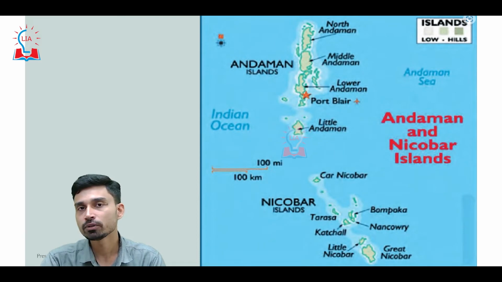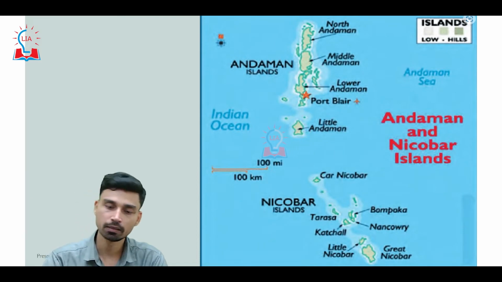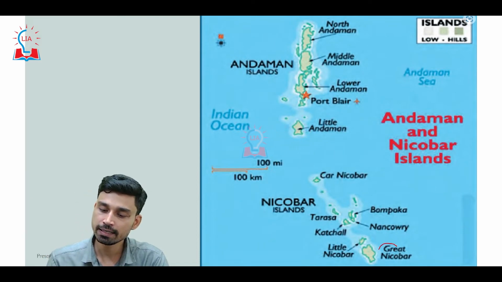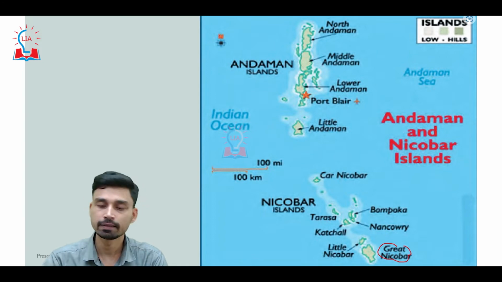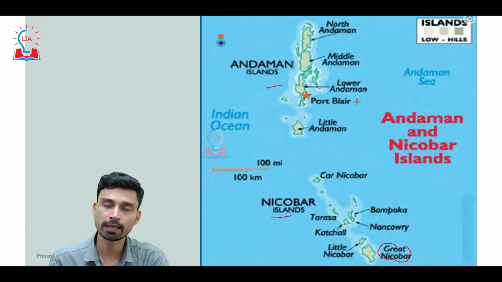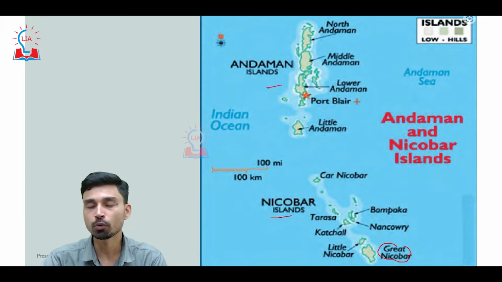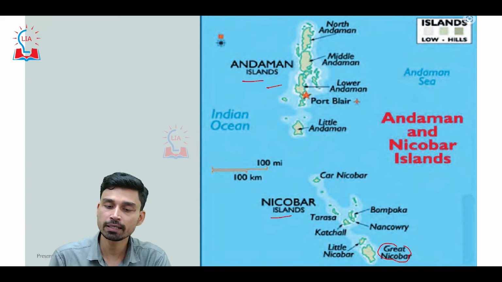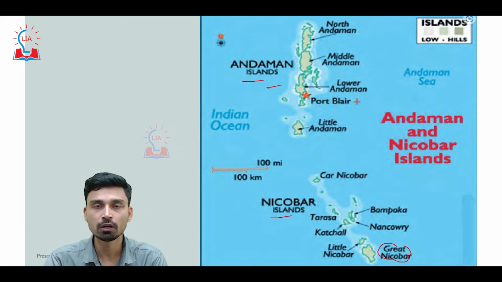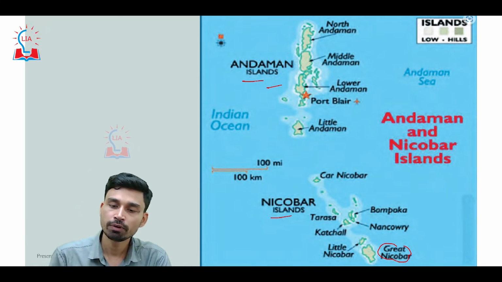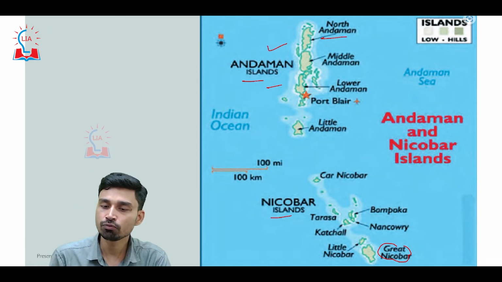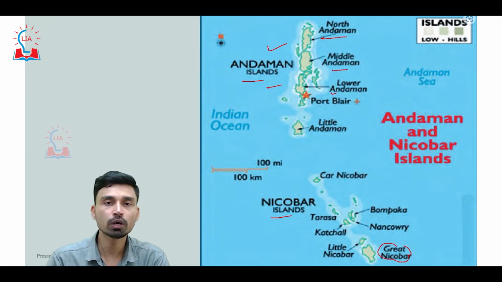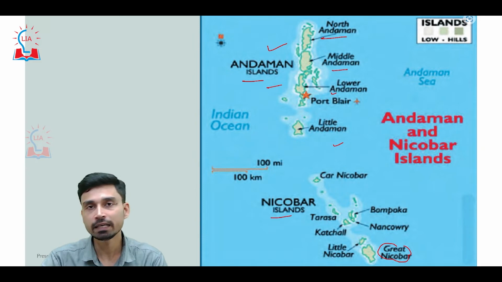So let us first try to understand the geography of this particular area. As we have discussed, Great Nicobar is a small island that is part of the Andaman and Nicobar Island group. Now the Andaman and Nicobar Island groups are two major groups of islands situated in the Bay of Bengal off the eastern coast of India. And also we can see the Andaman Islands are divided into four major island groups. We have North Andaman, Middle Andaman, South Andaman and Little Andaman.